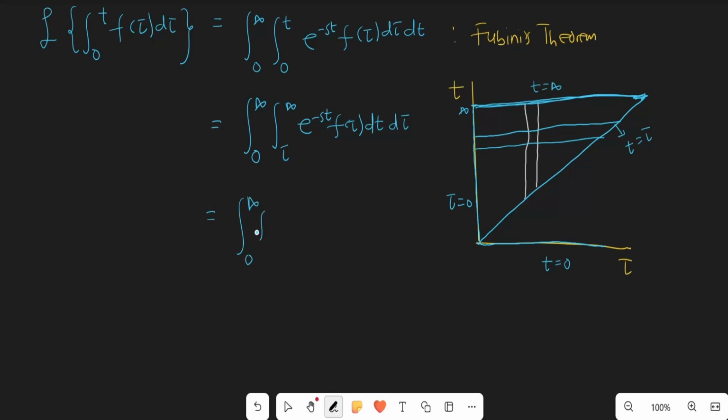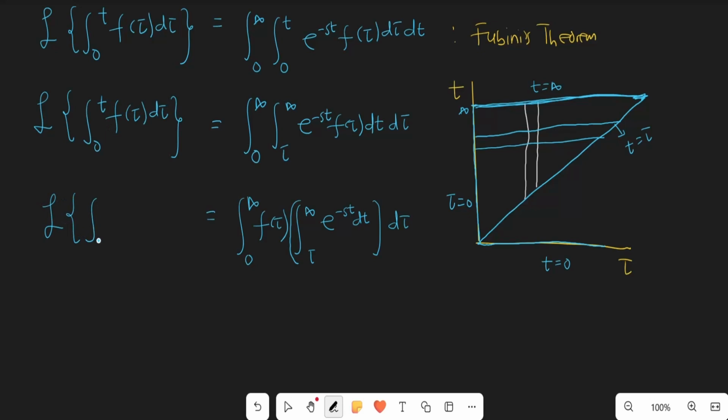to infinity of f of tau, right? Because this one has nothing to do with t, and then we have the integral from tau to infinity of e to the negative st, and then dt, and all this one is multiplied by the tau outside, like this. So this is what we call Fubini's theorem. That is, if you have a rectangular region upon which you are integrating, we can easily switch the limits of integration. So this one is the Laplace transform of the integral from 0 to t of f of tau d tau, like this. So the Laplace transform of the integral from 0 to t of f of tau d tau.